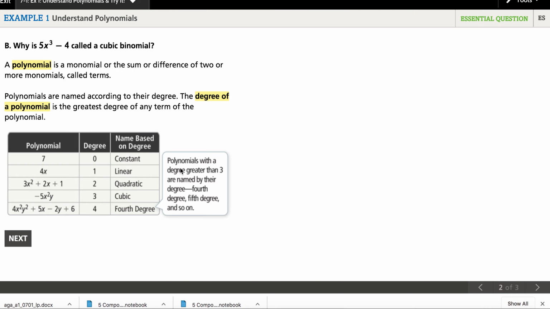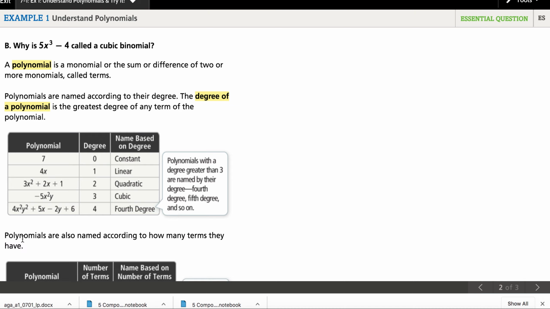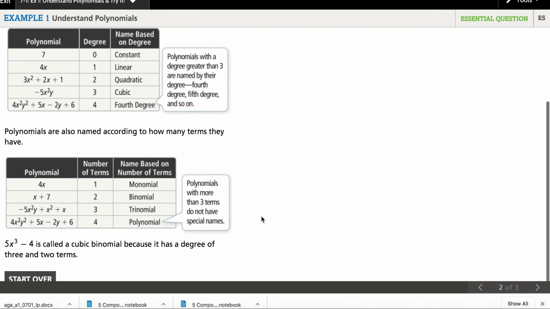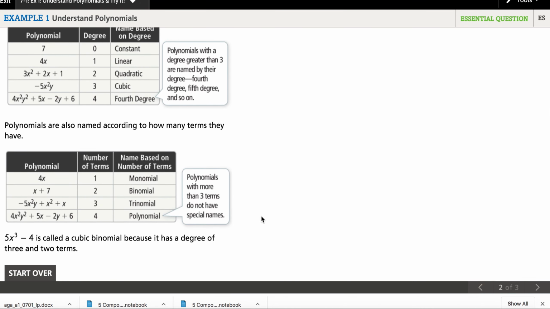Now, polynomials with a degree greater than 3 are named by their degree: fourth degree, fifth degree, and so on. Polynomials are also named according to how many terms they have. Again, we have polynomials in this column, number of terms, name based on number of terms. For x, there is only one term, so we call this a monomial.